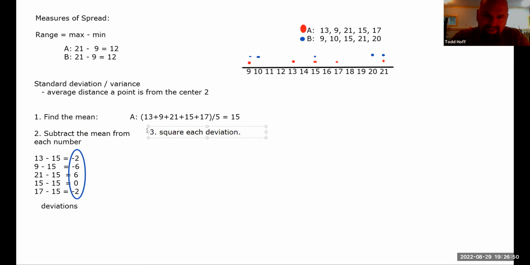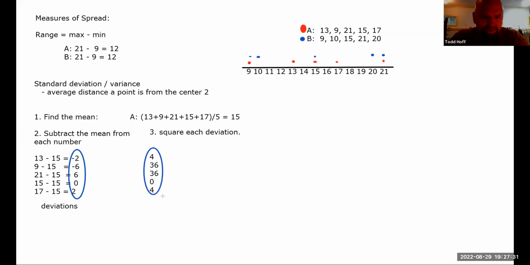So squared means times itself. So -2 squared would be +4. -6 squared, -6 times -6, would be 36. 6 squared is also 36. 0 squared is 0, and 2 squared is 4. These numbers also have a name. These are called the squared deviations.